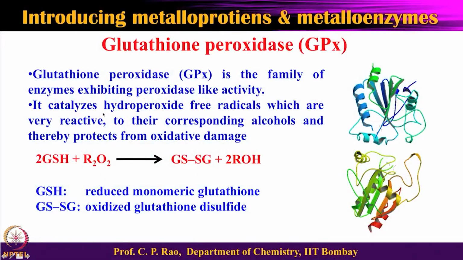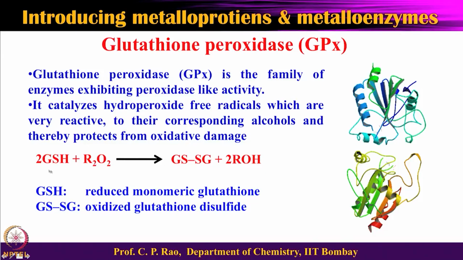Glutathione peroxidase is also not just one simple enzyme like that of the cytochromes. You have a huge family, like even catalases or any other reductases, it is a family. So, it is a family of enzymes which exhibit peroxidase-like activity. It catalyzes hydroperoxides or hydroperoxide-based radicals, all these kinds of things which are very reactive, to their corresponding alcohols, and by converting into alcohol, the danger has been reduced and it protects against oxidative damage.